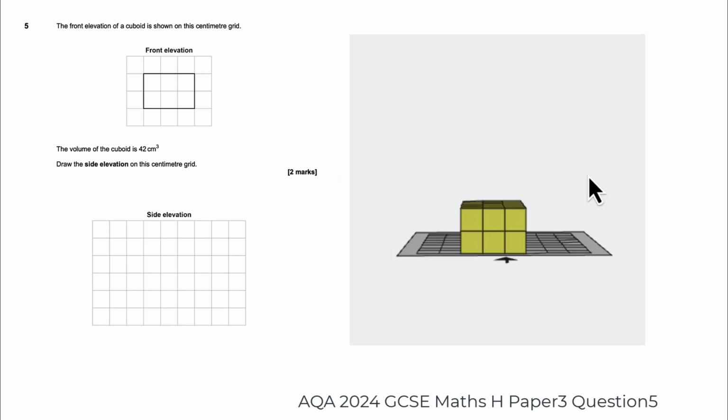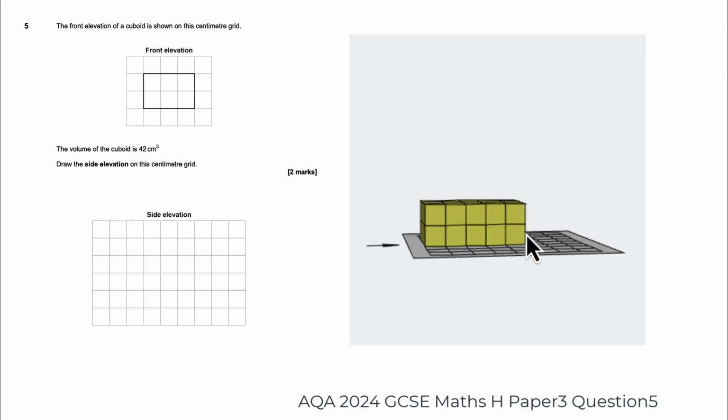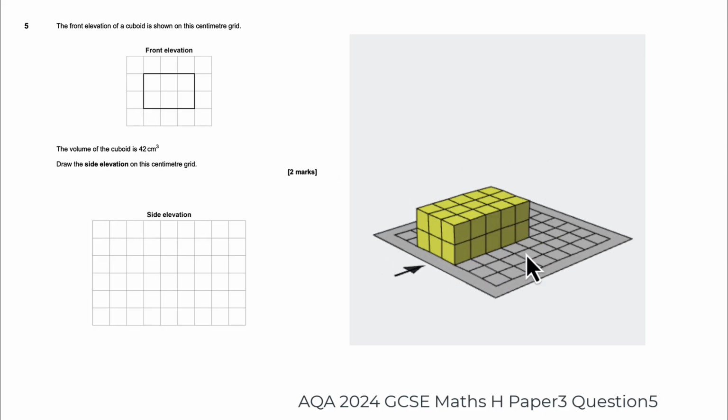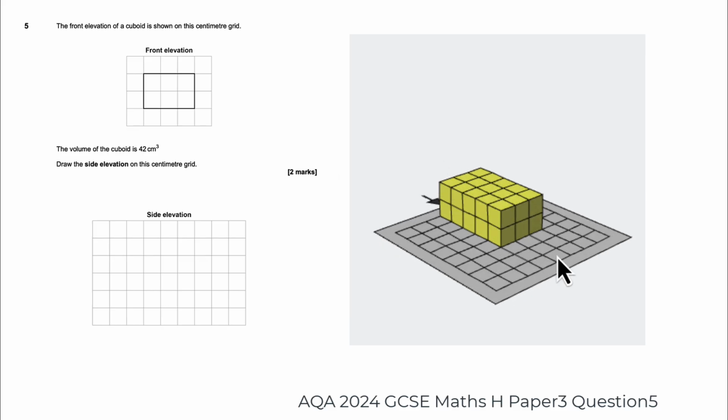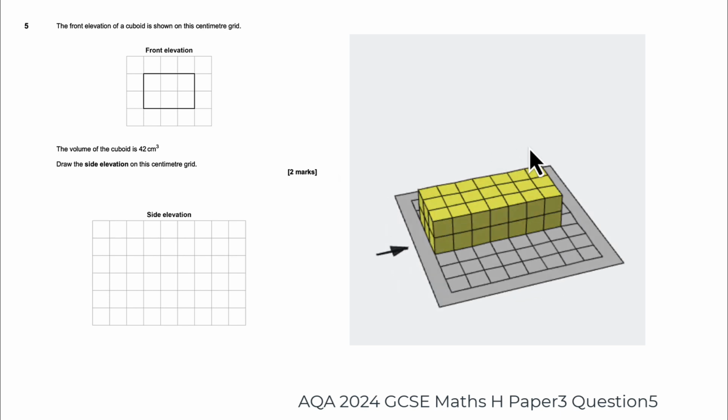Now let's check the front elevation, still the same. Side elevation's a lot longer. What's the volume of this? Well, let's count slices of 6. 1, 2, 3, 4, 5 6s are 30. Not enough. We add another 6, that's 36, and finally another 6, that would give us our volume of 42.